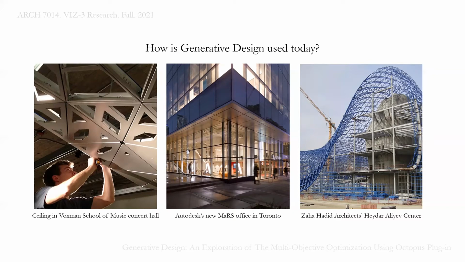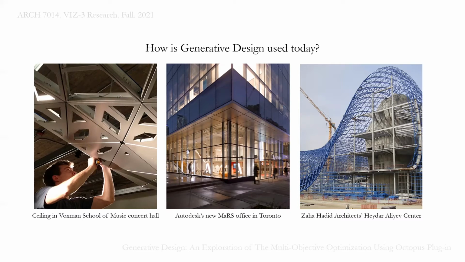The second picture, the precedent in the middle, is Autodesk's new MaRS office in Toronto, and it's also one of the largest scale buildings that were fully designed using generative design. They considered so many new modern techniques to design this space to be very user-friendly and user-oriented.